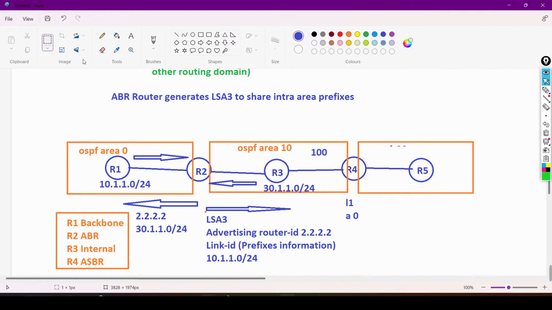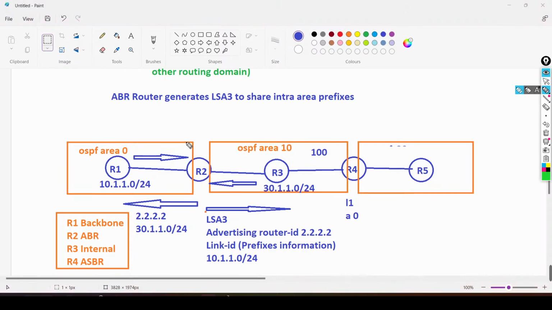Now my question is, here in this topology, which router is my ABR router? R2. R2 is my ABR. Definitely this is my ABR router, right? How will router 1 get to know about the ABR router? When router 2 sends its LSA 1, it will turn on the B bit, right? Then router 1 will come to know that, okay, router 2 is my ABR. Yes or no?